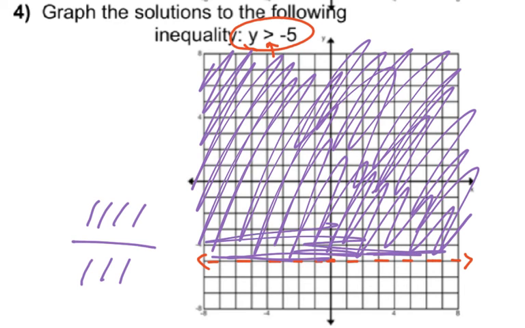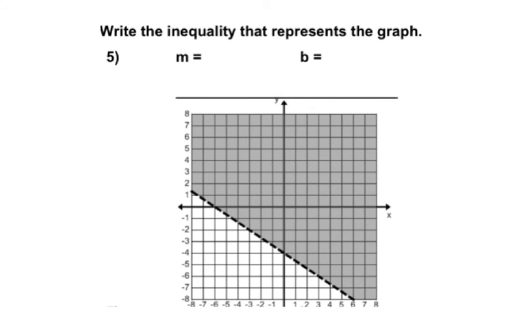So again, with your paper, you want to make sure it's shaded, but I definitely need to see where the lines are. So make sure that that's very clear where that is. Okay, now we're going to turn it the other way around, and I'm going to give you the graph, and you're going to write the inequality.